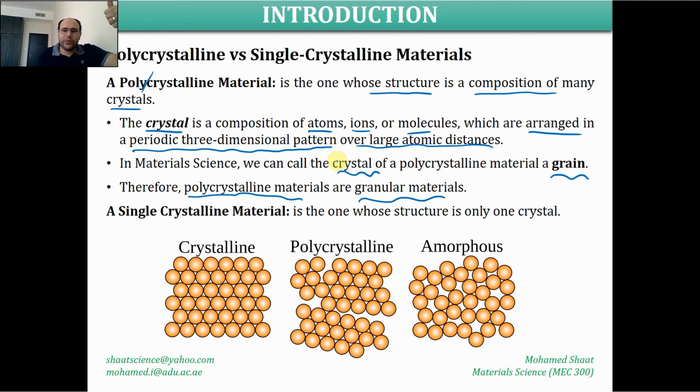So if you decide to use crystal to say that you have a material of multiple crystals, this means that you have a polycrystalline material. If you say that you have a material with multiple grains, we're going to say that this material is a granular material. Make sense? So this means that we may have a material of multiple grains, multiple crystals. Can we have a material of one single crystal? Yes, this material will be considered a single crystalline material. So we do have polycrystalline material, or we may have single crystalline material.